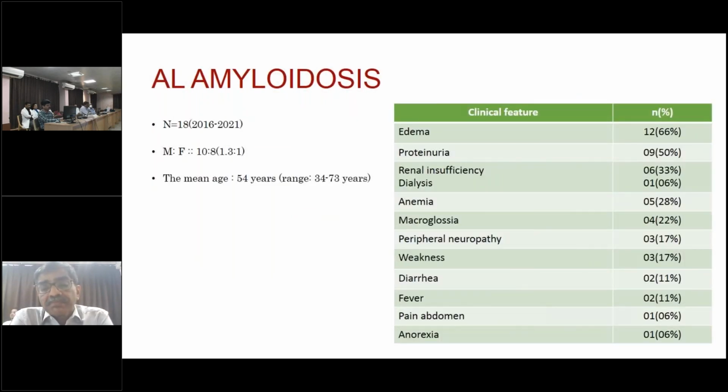Something about AL amyloidosis. Over a period of 5 years, we have encountered 18 patients, with a slight male predominance and a mean age of about 54 years. The predominant manifestations included edema, proteinuria, renal insufficiency, and peripheral neuropathy in about 17%. The other clinical manifestations included anemia, macroglossia, and diarrhea due to autonomic involvement.